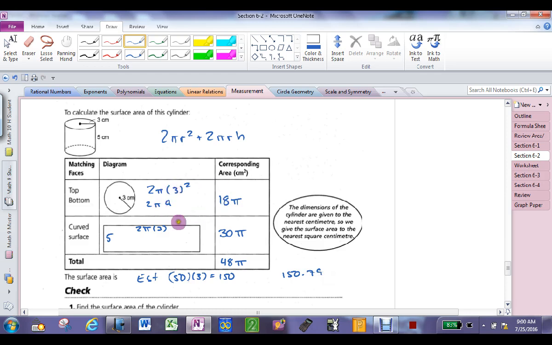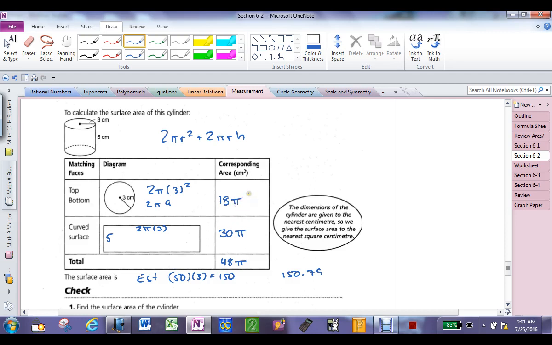If there are no decimals, I really recommend leaving it as pi until the end. If there's decimals, can you do that? Not really. You got to do it step by step, don't you? But I would still leave it as pi at the end. Okay?